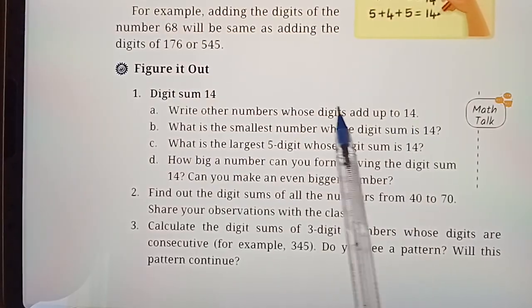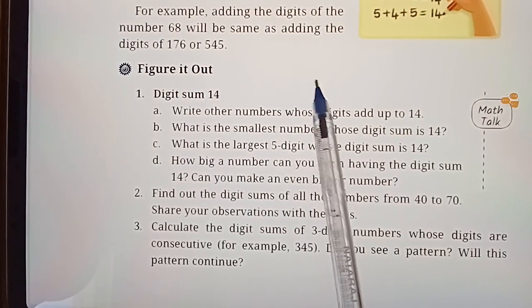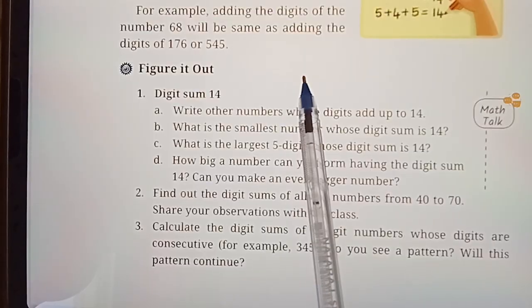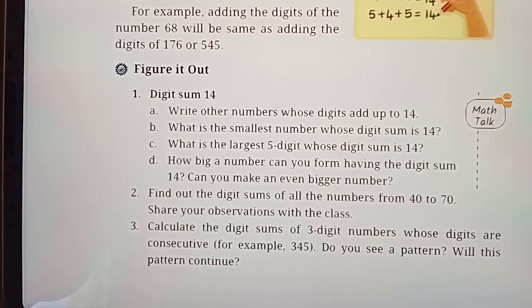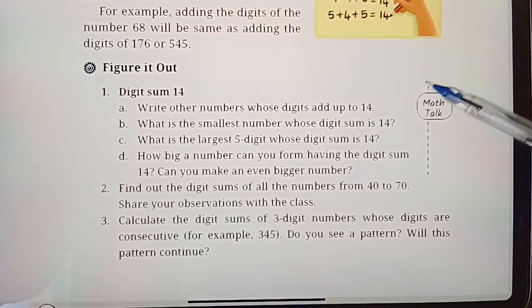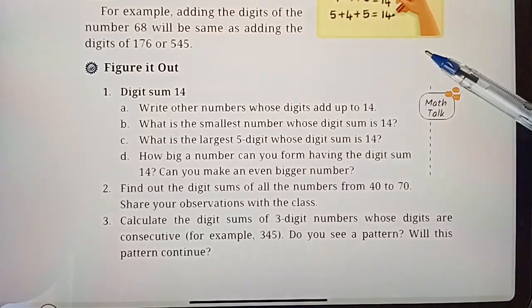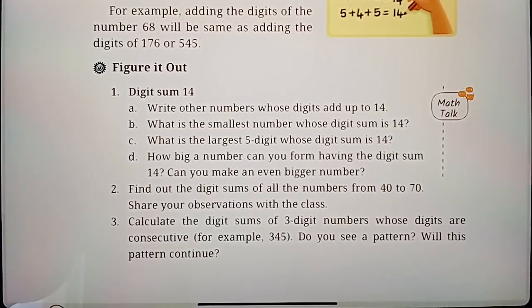Add up to 14. So can 14 be 151? No, 151 will be 7. So you should have digits that will add up to 14. One example is 77. When you add 7 and 7, you will get 14. And then there is 68. That is 8 plus 6 is 14. So that is how you do this kind of question.